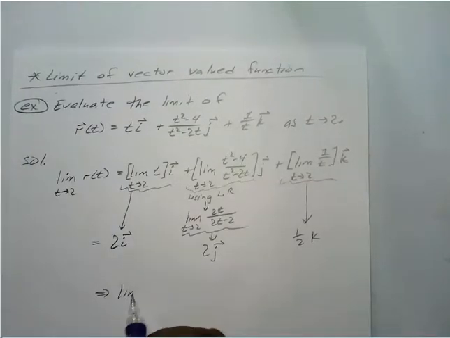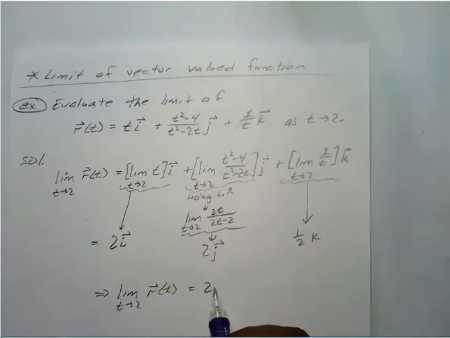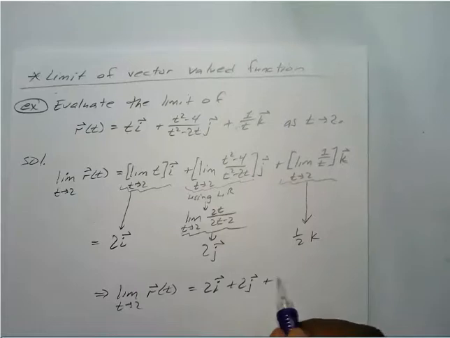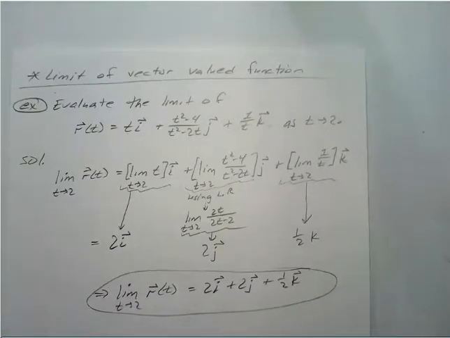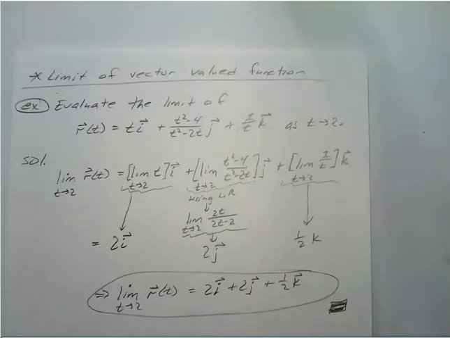So that means the limit, forgot my little vector symbol, r of t as t approaches 2 is equal to 2i vector plus 2j vector plus 1/2 times the k vector. As you can see, it's pretty straightforward, and not a whole lot of difference from Calc 1. All right, so if you are still writing, feel free to press pause, but we're going to go ahead and go to our next example.